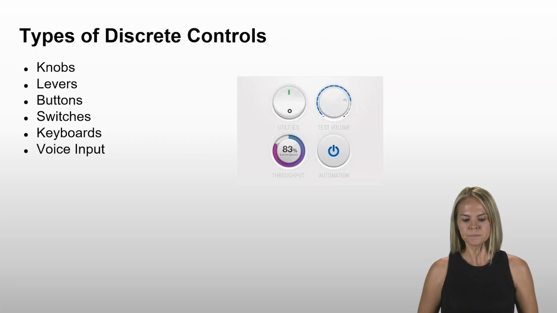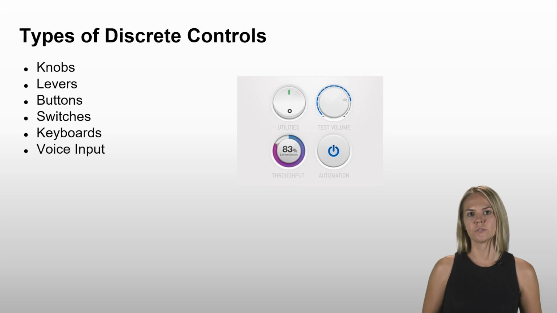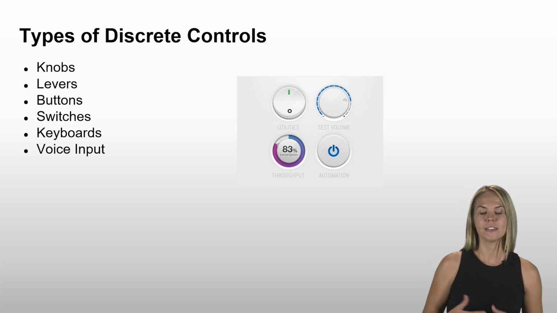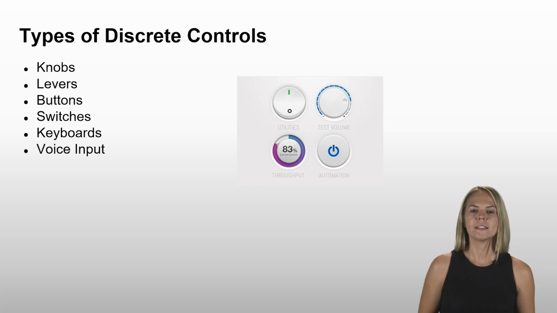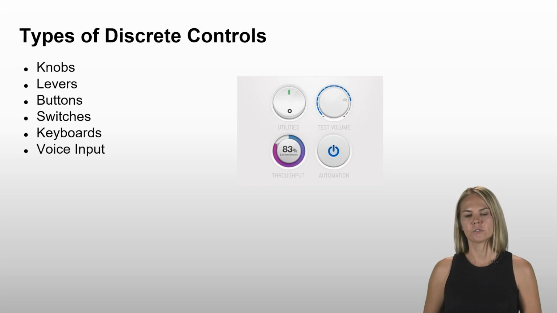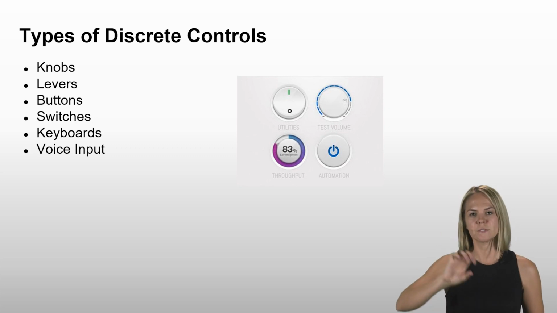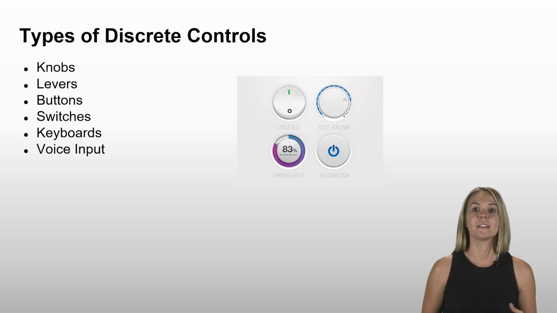That's the control here. So here are some types of discrete controls we can talk about: knobs, levers, buttons, switches. Keyboards are also a discrete control, and voice input, which is a newer type of control. These are different than continuous controls, which we'll talk about in the last part of Module 4. Continuous controls vary because you have to continually track and monitor. With discrete controls, you flip a switch or rotate the knob, and you hopefully are provided an output right away based on your input.